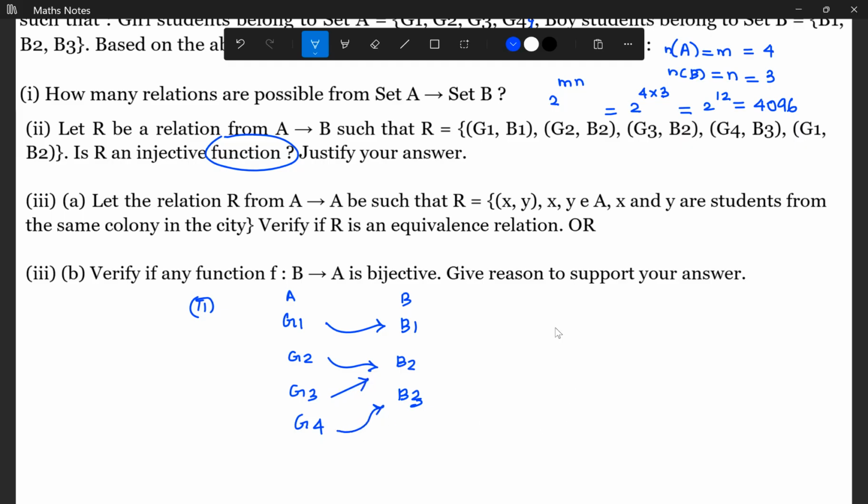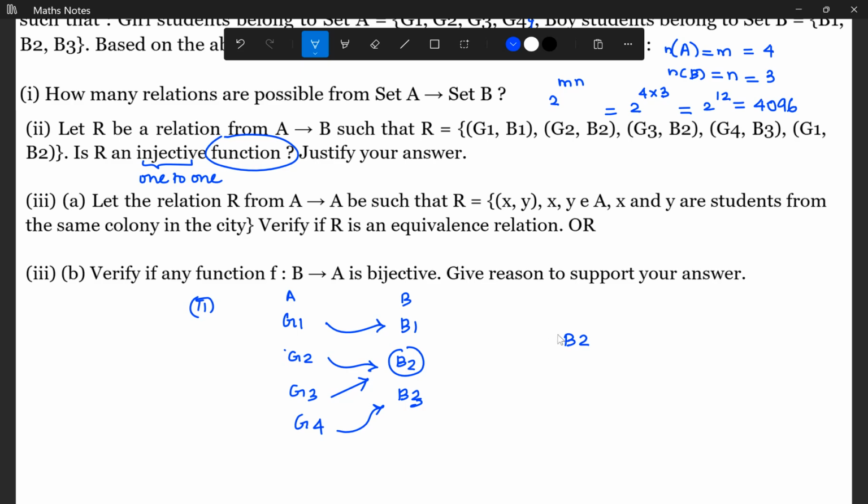Now, is R an injective function? The other meaning of injective is that it is a one-to-one function, not onto. Is R a one-to-one function? Now, take a look at (G2, B2) and (G3, B2). The meaning of one-to-one is that it should not receive inputs from more than one element of the domain set, correct? But B2 has inputs from G2.